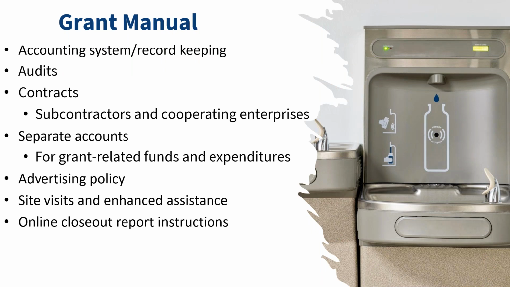Before getting started with your grant, we recommend reviewing the grant manual, which was previously forwarded in an email and is also included in today's handouts. The manual contains information on how to keep track of your funds, audits, contracts, subcontracts, and cooperating enterprises subcontracts, advertising policy, site visits, the Enhanced Assistance Program, and the electronic online closeout reporting instructions. The manual was also referenced throughout the grant agreement.